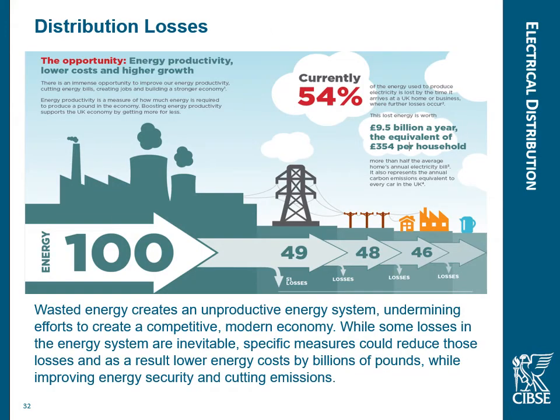Now, the consequence of doing all this, rejecting the heat and dispersing away the heat, currently 54% of the energy used to produce the electricity is lost by the time it arrives at our UK home or business, where even further losses occur. So in real terms, we're probably losing about 60% of the energy. So although grid electric is convenient, it's actually really wasteful, because we're wasting about 60% of the energy used to produce the electricity.